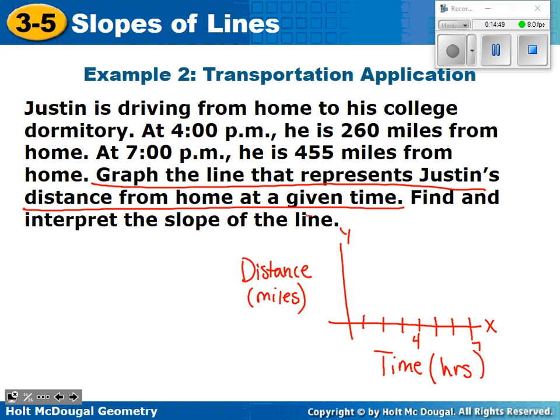And then the distance, how high do we have to get for distance? 455. So what would be a good unit for us to go by on our y-axis then? We could go by hundreds. If you think about the actual graph paper, we could probably even go by something smaller. 50s might be fine to get us to 455. Just try to spread your graph out. Don't cram it all down in one little bitty section on your graph, okay?